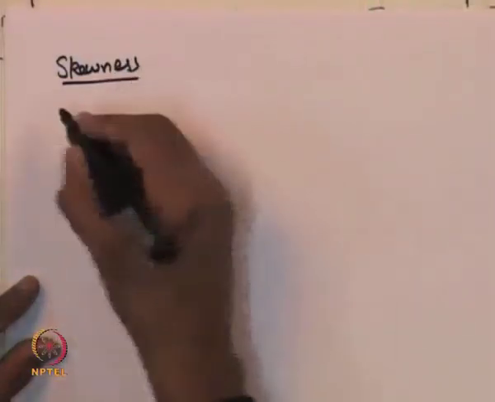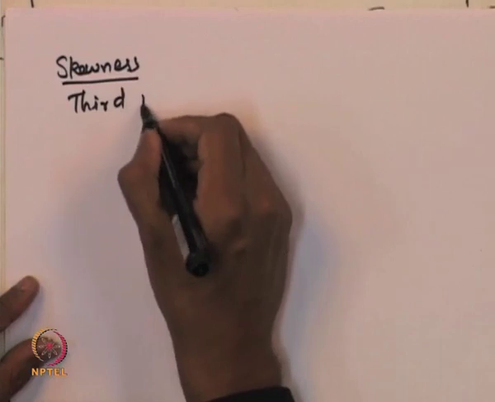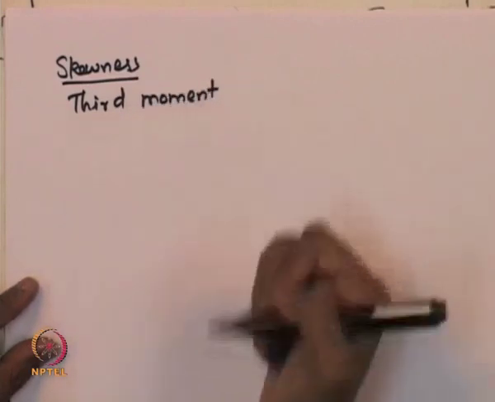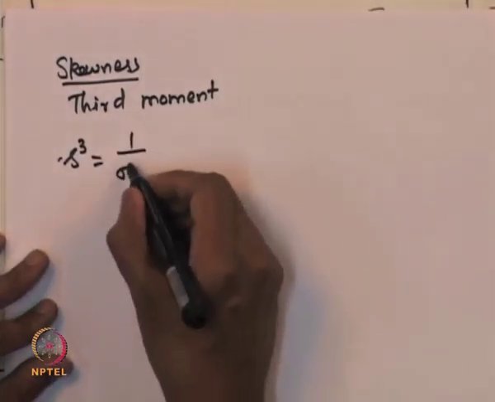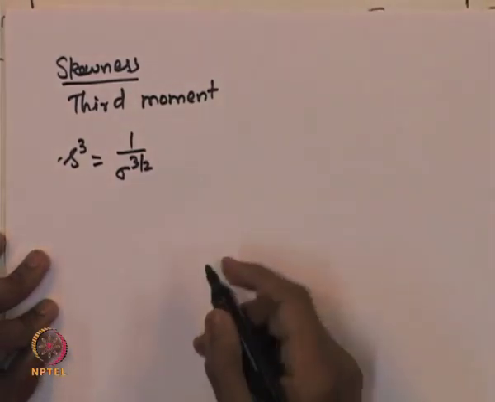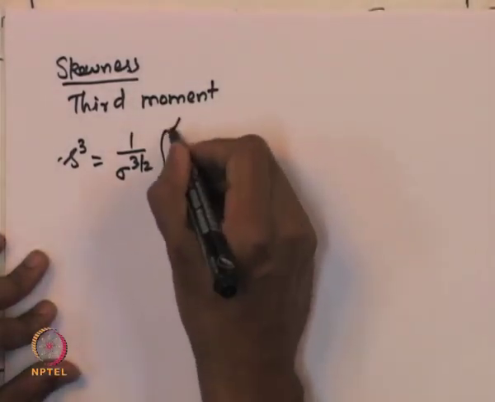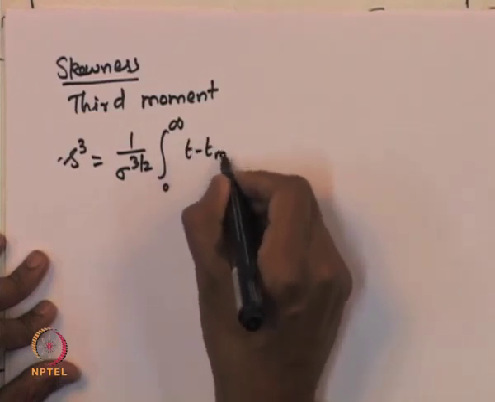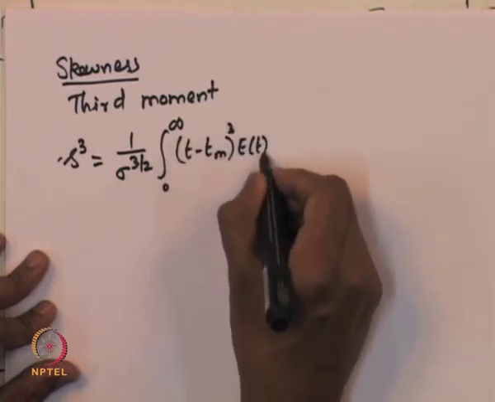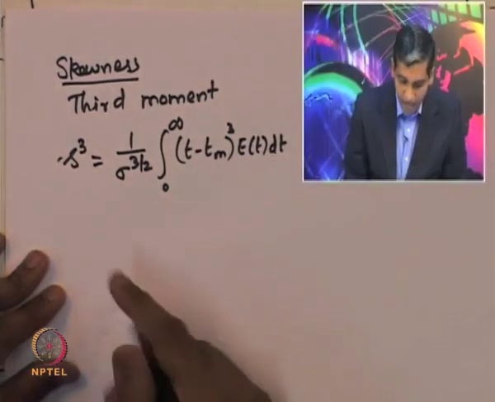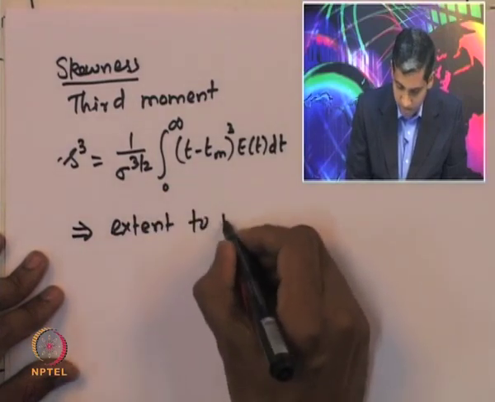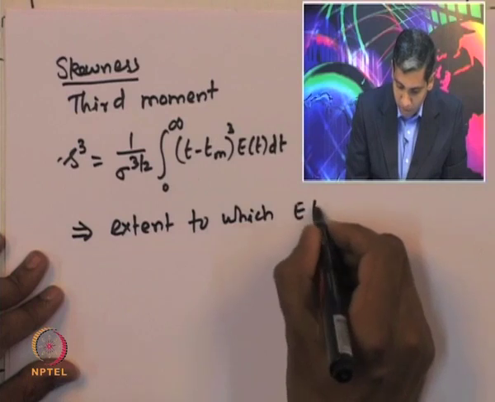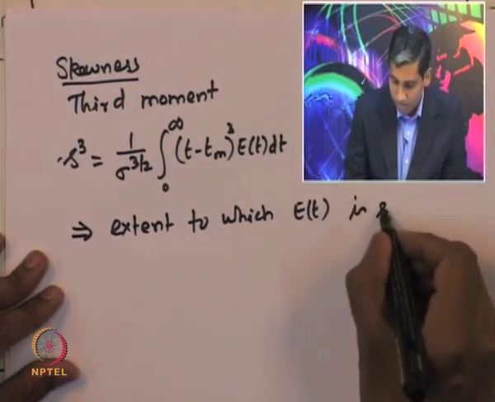It is called the skewness, and that is obtained using the third moment of the distribution. If S is the skewness parameter, it is given by 1 by sigma to the power of 3 by 2, where sigma is the standard deviation, that is the square root of the variance, times the integral from 0 to infinity of (t minus T m) the whole cube into E of t dt. So, that is the skewness, and this basically reflects the extent to which the residence time distribution function is skewed.